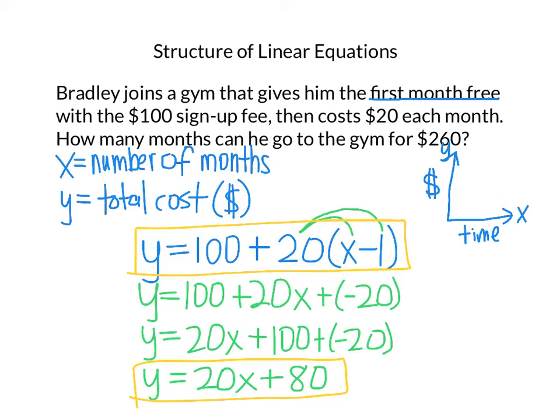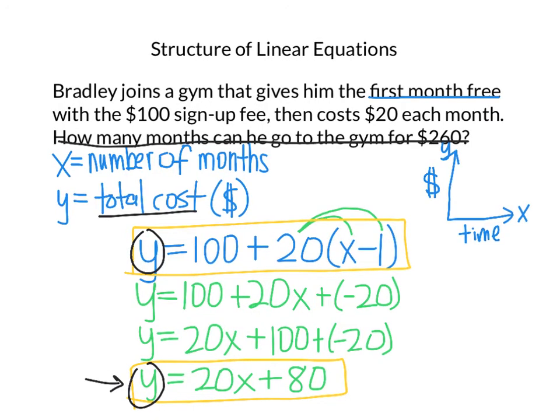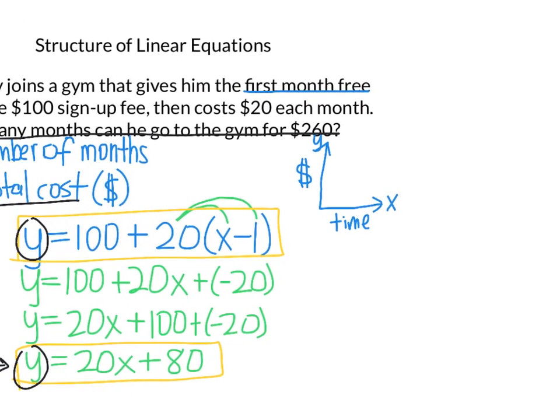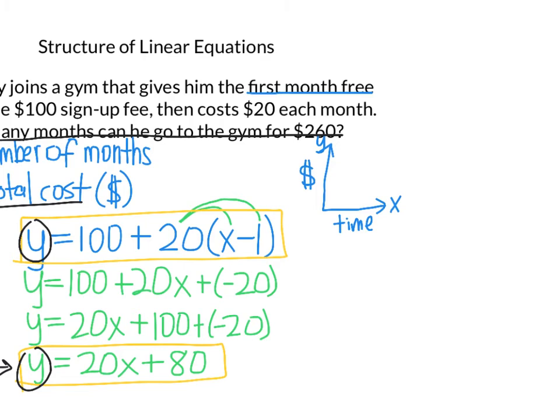Now this question has an added question, which is how many months can he go to the gym for $260? Well, remember, that's our total cost, so we've replaced the y in this one or this one. I'm going to do it in the simplified one. Actually, you could do it in either one. In fact, maybe I could show you in both. Move that over to the side a little bit. First, I'll do it in the one down here.